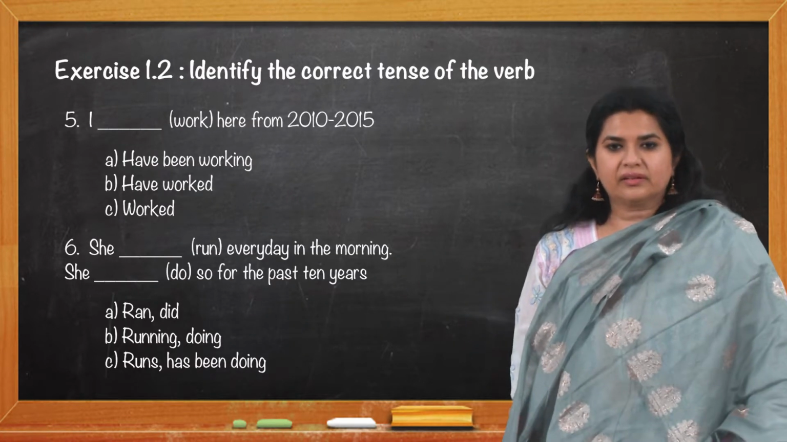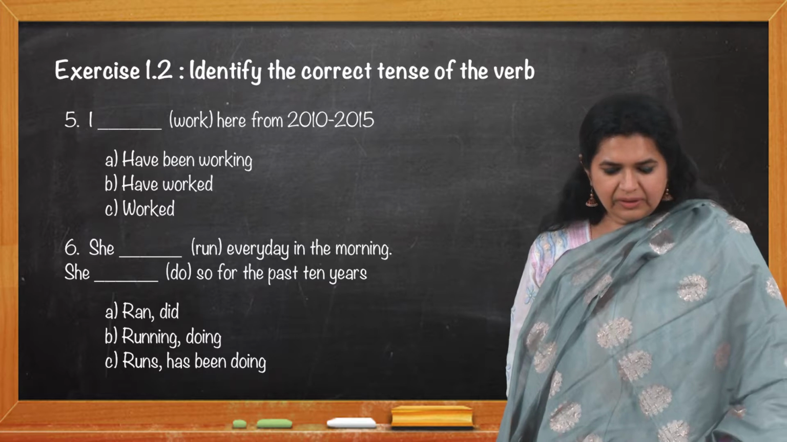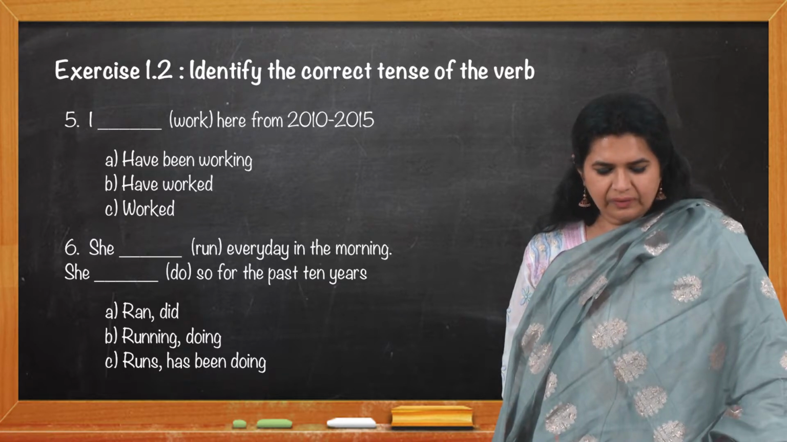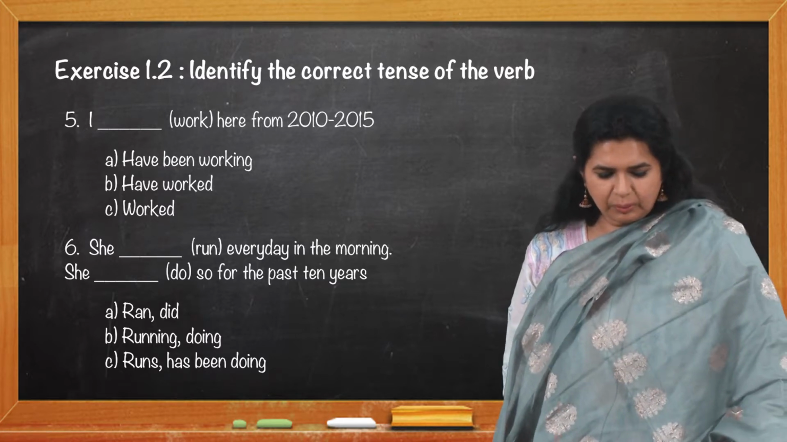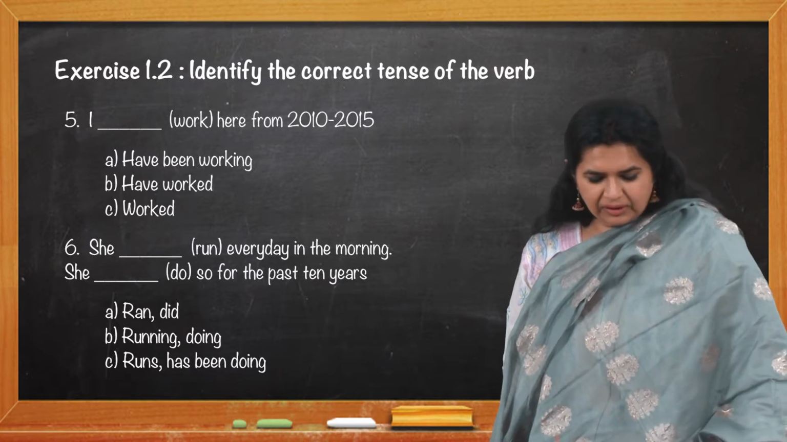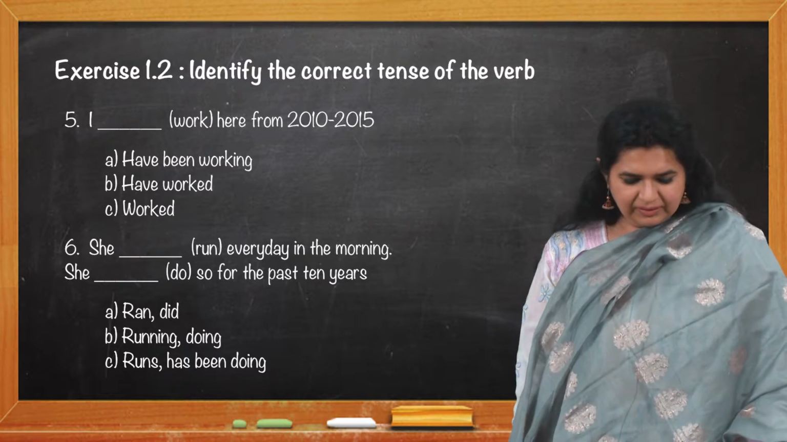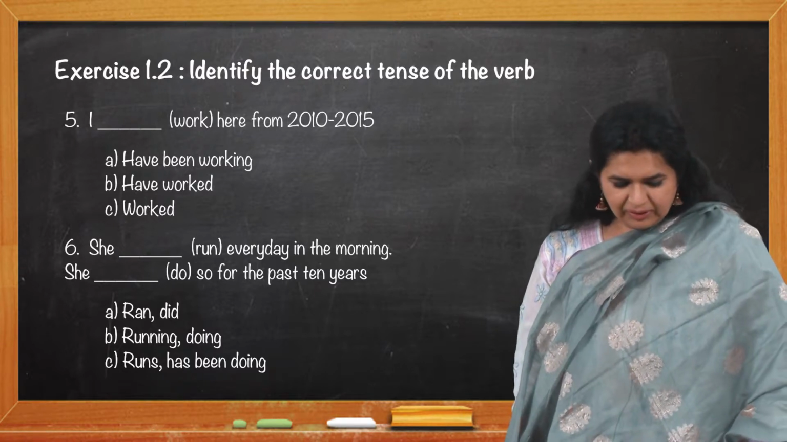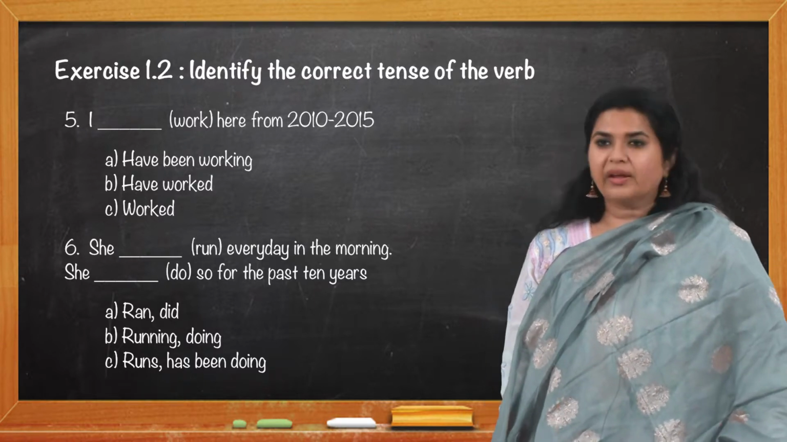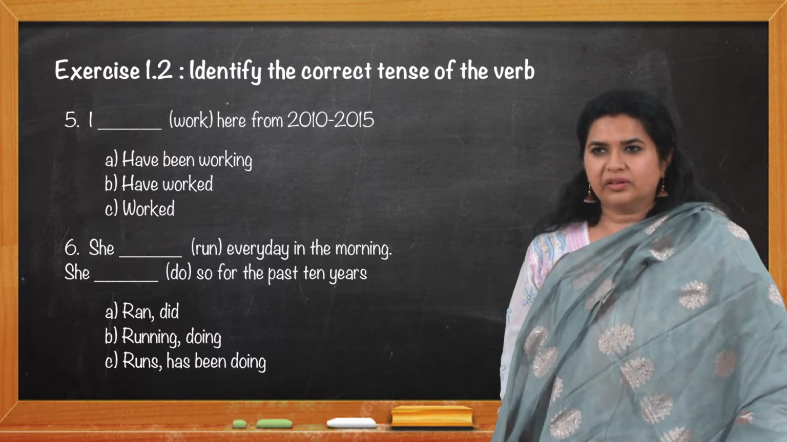Next exercise. I ___ work here from 2010 to 2015: have been working, have worked, worked. She ___ run every day in the morning, she ___ do so for the past 10 years: ran did, running doing, runs has been doing. Which is the best pair?